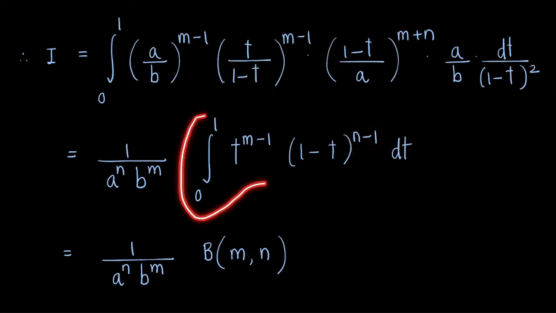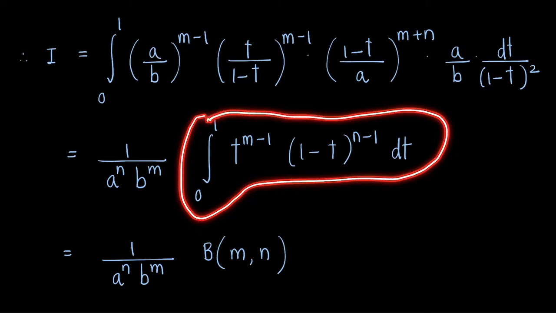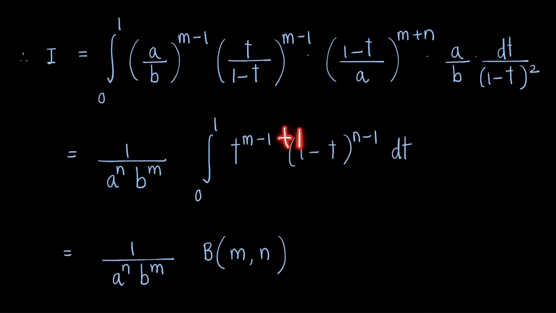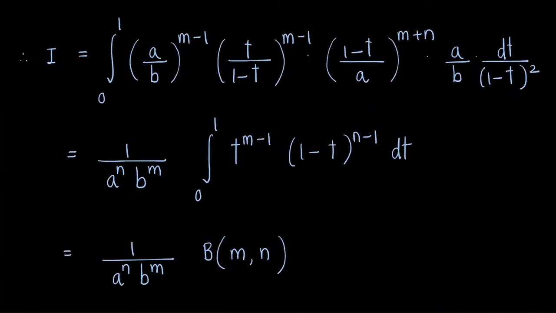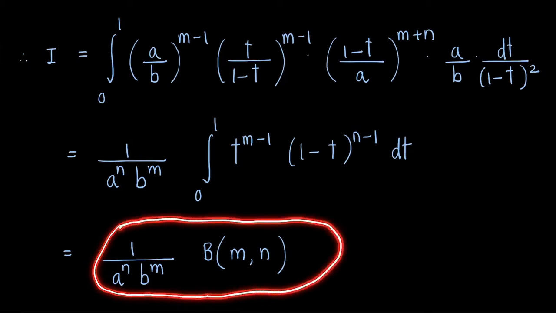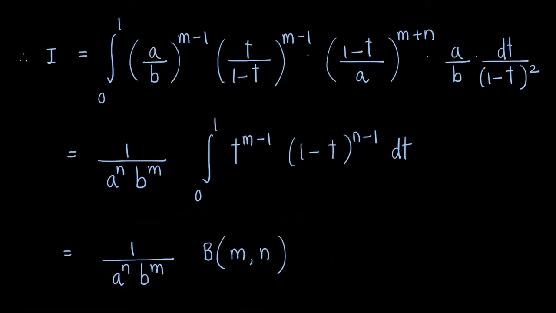And by definition of beta, the value of this integral is equal to beta of m minus 1 plus 1, that is m, comma n minus 1 plus 1, that is n. Therefore, the value of this definite integral is 1 upon a raised to n b raised to m into beta of m comma n.